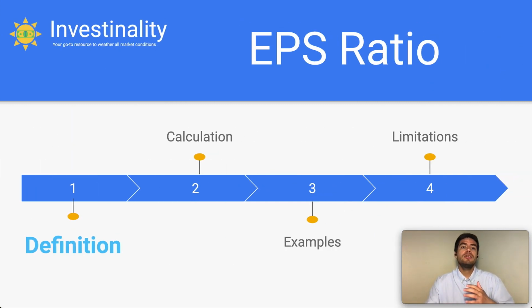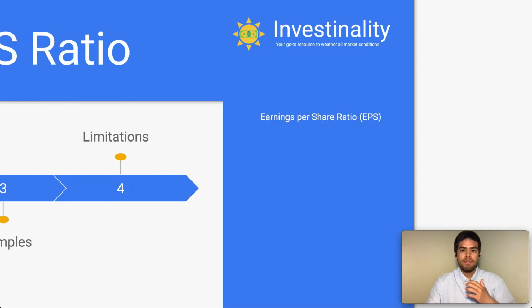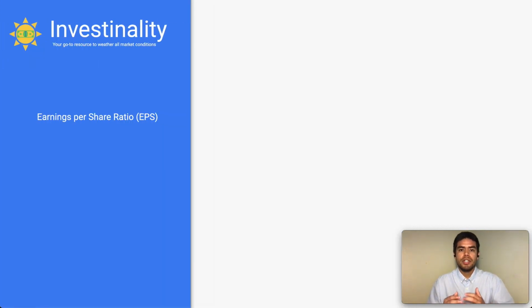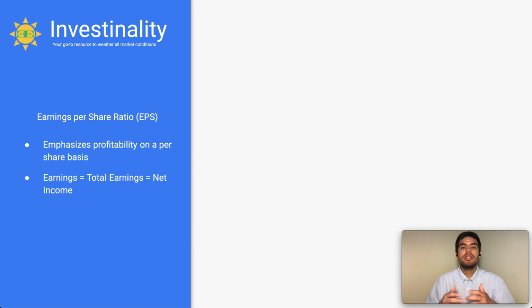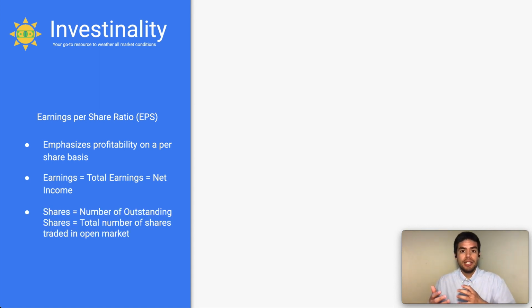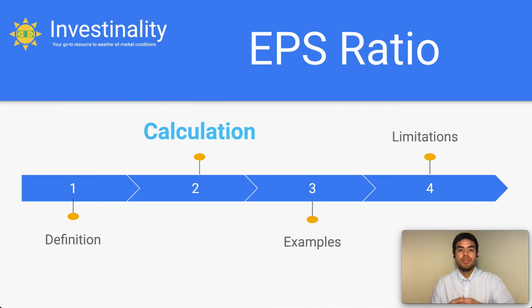So to begin, let's go over the definition of the EPS ratio. Now, EPS stands for earnings per share. It emphasizes the profitability on a per share basis. In other words, this is the earnings for one share of a stock. The earnings refers to the total earnings or a company's net income. Shares is the number of outstanding shares, which is the total number of shares available to be traded in the open market.